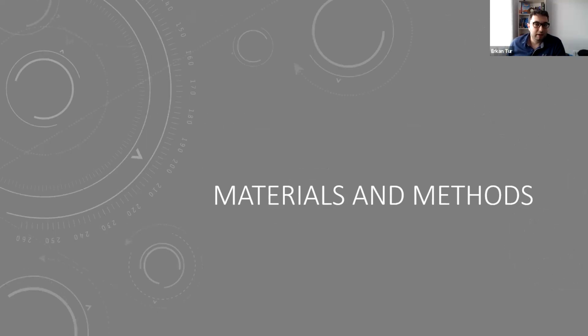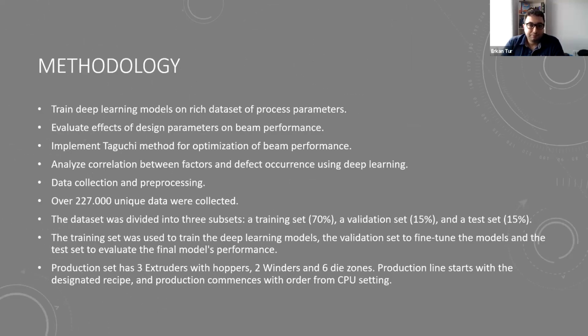For the materials and methods part. To achieve automated defect detection in the multi-stage plastic extrusion process, a comprehensive methodology utilizing deep learning techniques has been employed. Now I will provide an overview of the methodology adopted for this study. A rich data set comprising process parameters and product parameters from the multi-stage extrusion process was collected. This data set includes time series data from various sensors and information on the quality of incoming raw materials.